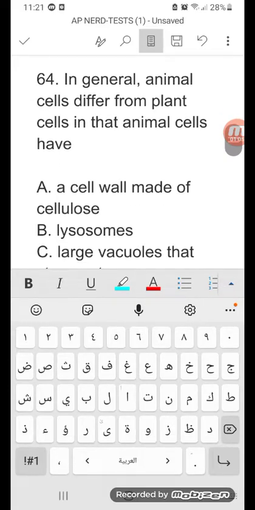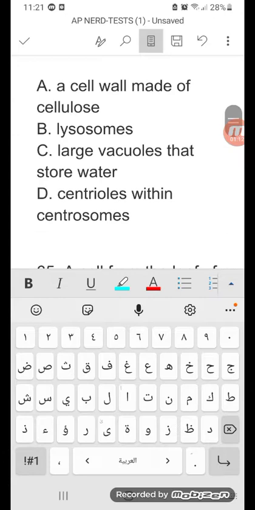64. In general, animal cells differ from plant cells in that animal cells have... This is a tricky question. Many students pick B or D. The answer, of course, is D. Why D?